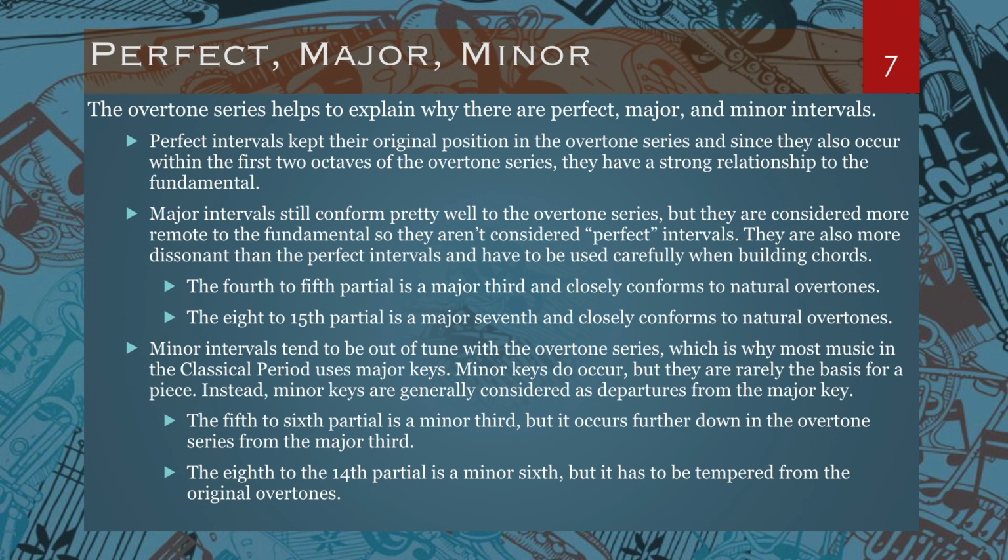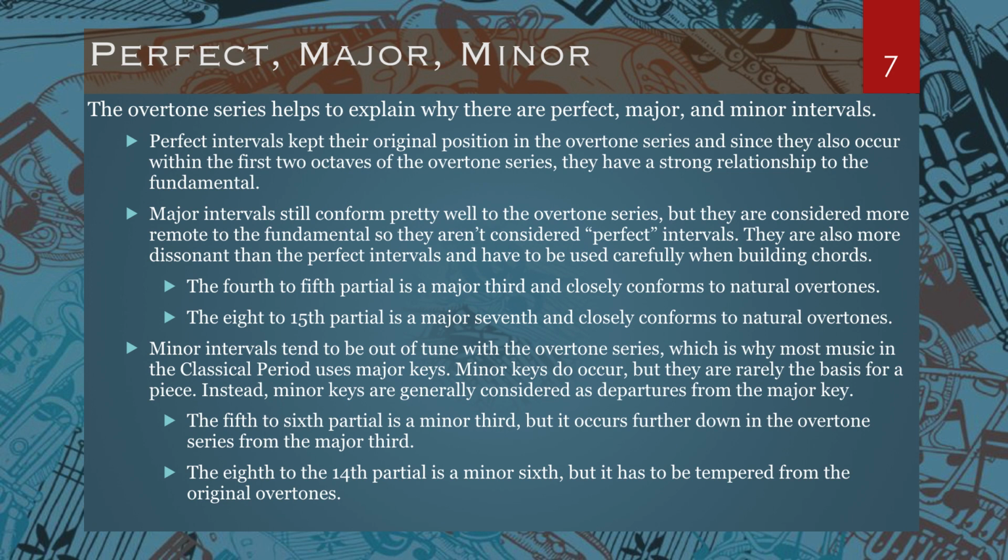So now I'm going to talk a little more about perfect, major, and minor intervals. You basically have 3 types of intervals in music. There's actually 5, but we're going to talk about 3 right now. Perfect and major intervals have the same basic consonant quality. They both sound major, but the difference between perfect and major is that perfect are going to be the notes that fall within the first 2 octaves of the fundamental. They're the closest intervals to the fundamental of the overtone series.